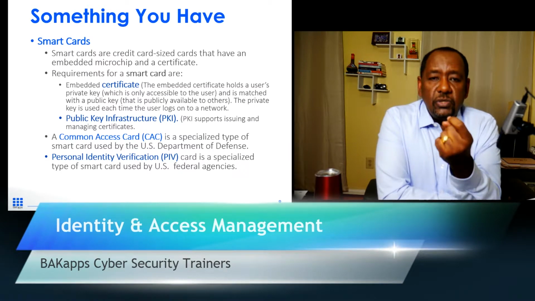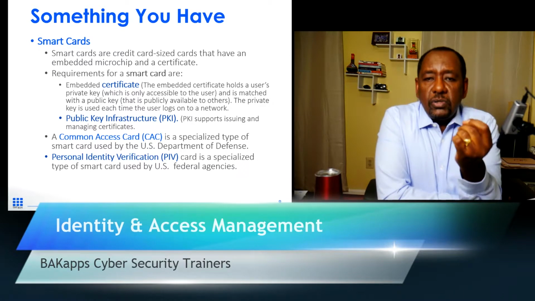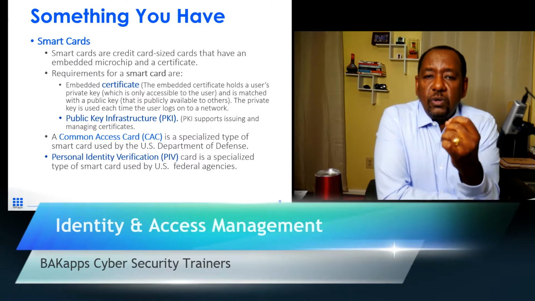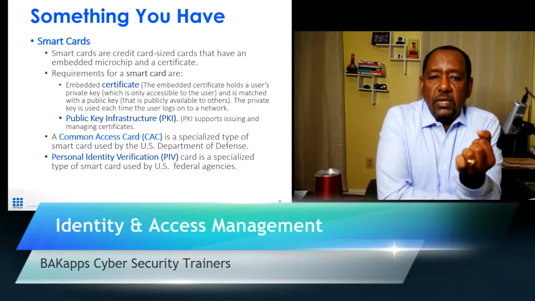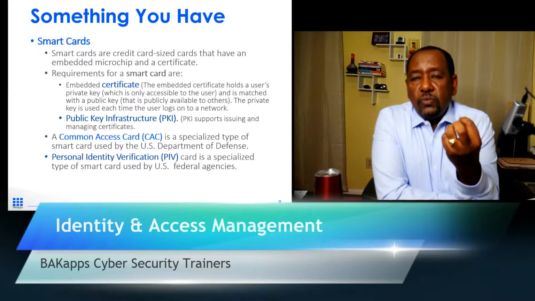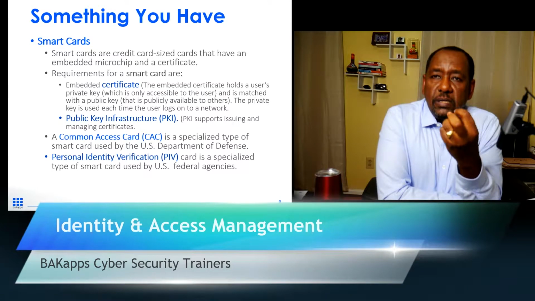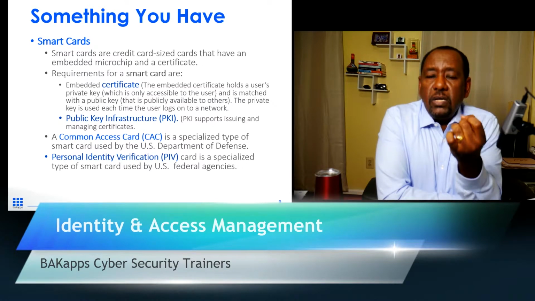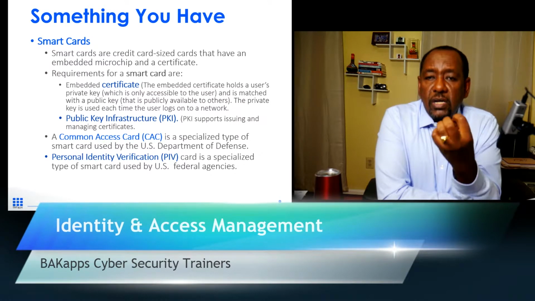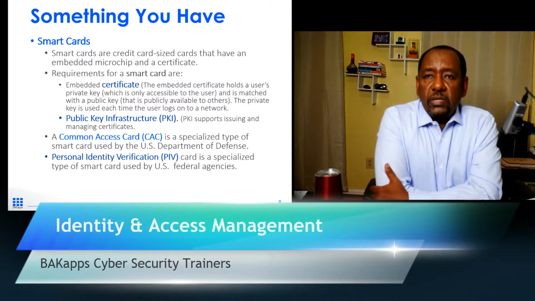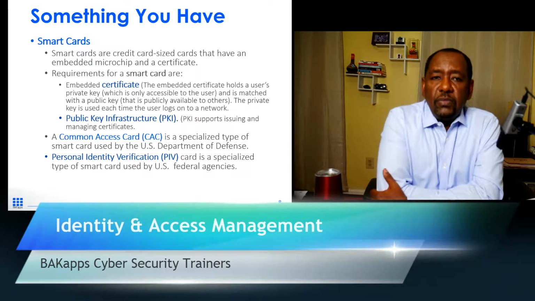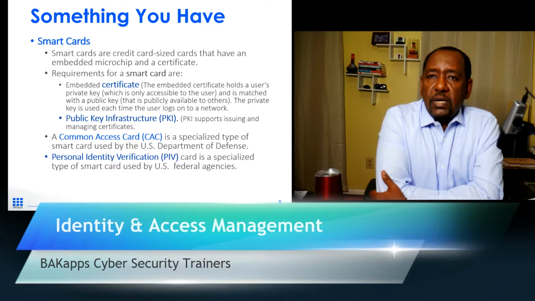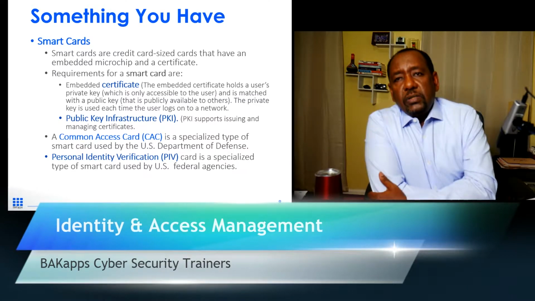The private key is used each time the user logs into the network. When you log on to a network, you have to use your private key. So what else do we need? In order to implement the authentication using a certificate, we need to have a PKI, a public key infrastructure. That is something that supports issuing and managing certificates, and it is a must for us to use a smart card implementation.